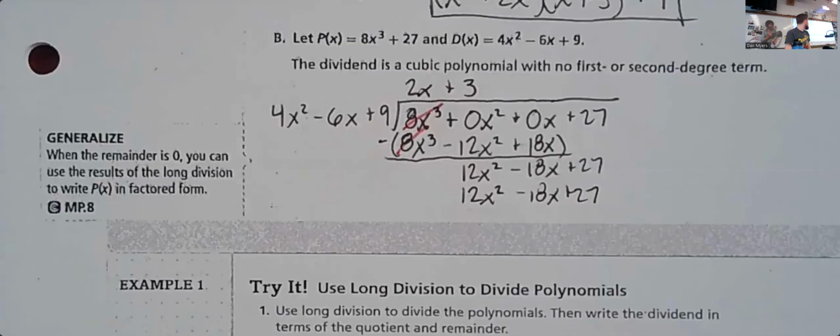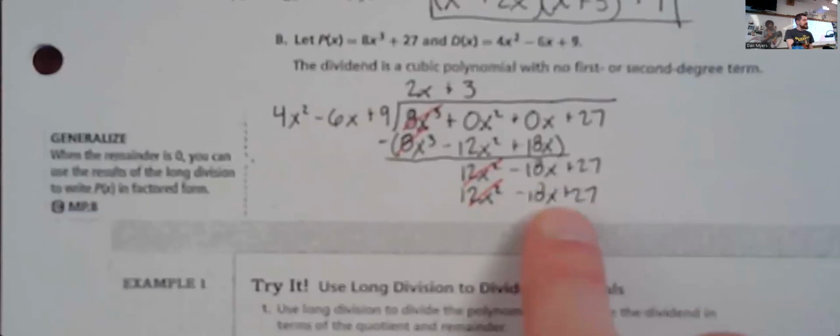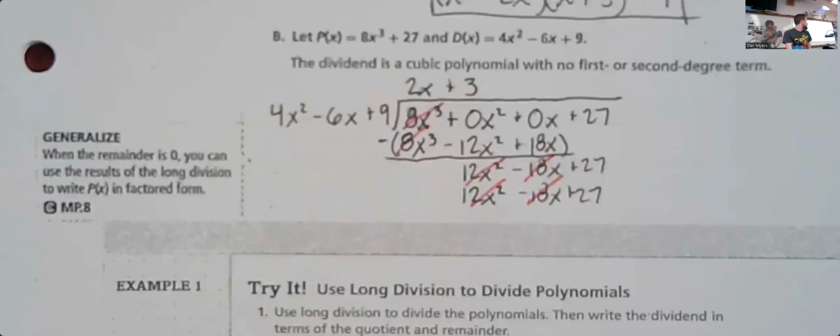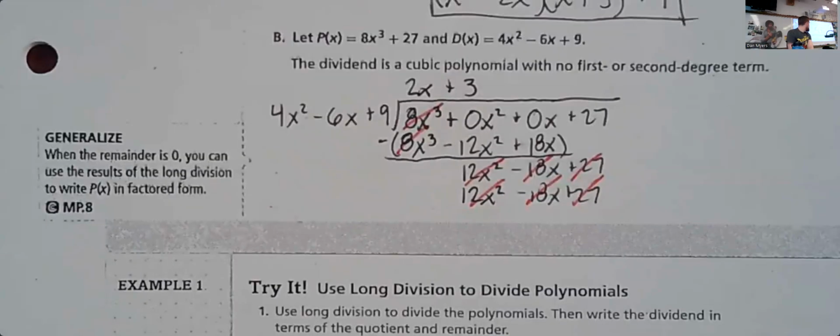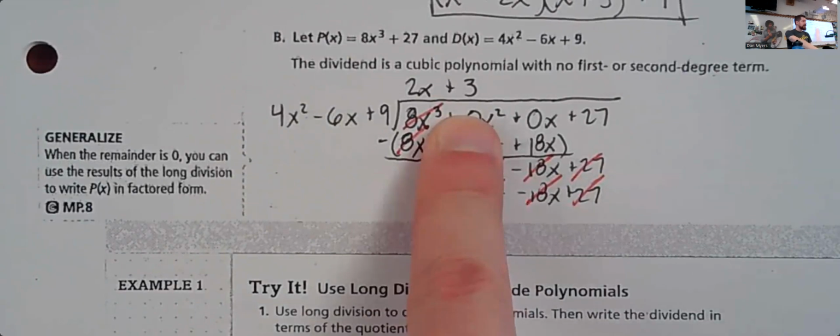What do you notice? Everything's canceling out this time, right? 12x squared minus 12x squared is 0. Negative 18x minus negative 18x is 0. 27 minus 27 is 0. So that means that our answer is just 2x plus 3. There is no remainder.